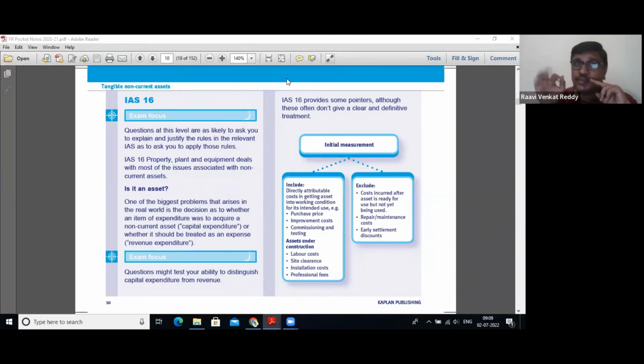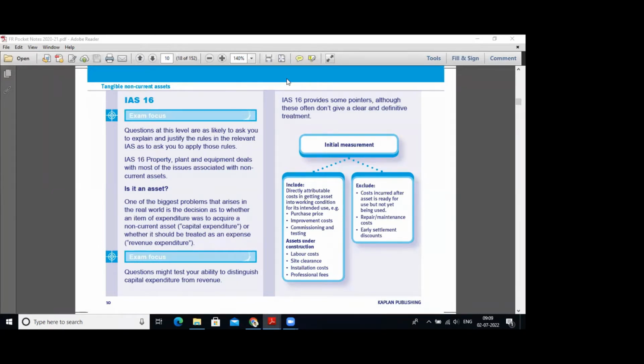I believe you are with me till now. Any query on the inclusions of these expenses? Yes, participants? No, sir. No, sir. Yeah, perfect. No, sir.